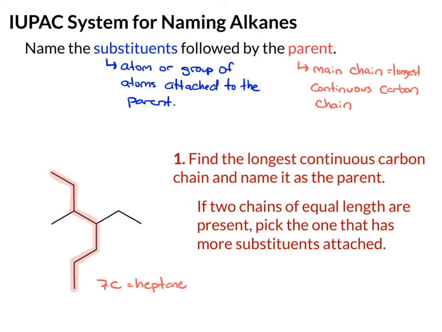A sub-rule here that doesn't apply in this example: if you do have 2 chains that you find in the molecule that are equal in length, pick the one that has more substituents attached. So in this case, this parent chain has 1, 2 substituents attached. So if you run into that kind of tie, that's how you break the tie.